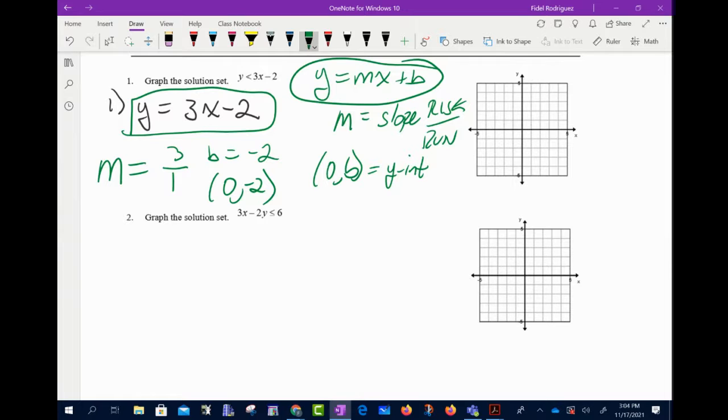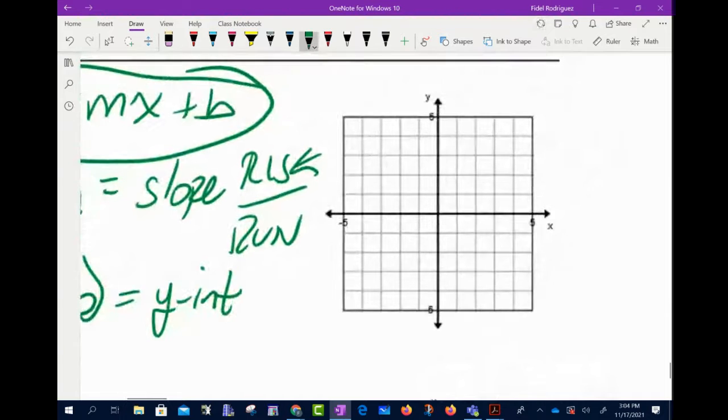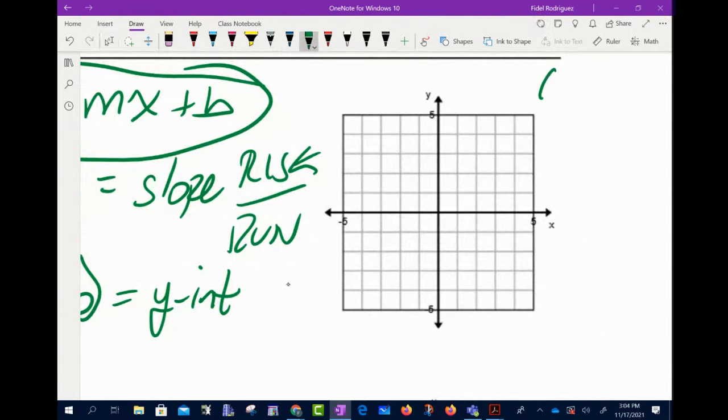Okay. So think about what the y-intercept means. Remember, the y-axis is the vertical axis, the one that goes up and down, right? What the y-intercept means, though, is where that line hits the y-axis. Well, it hits it at the point (0, -2). So look, I'm going to zoom in here. I want to find the point (0, -2). It would be right there. That's the point (0, -2).